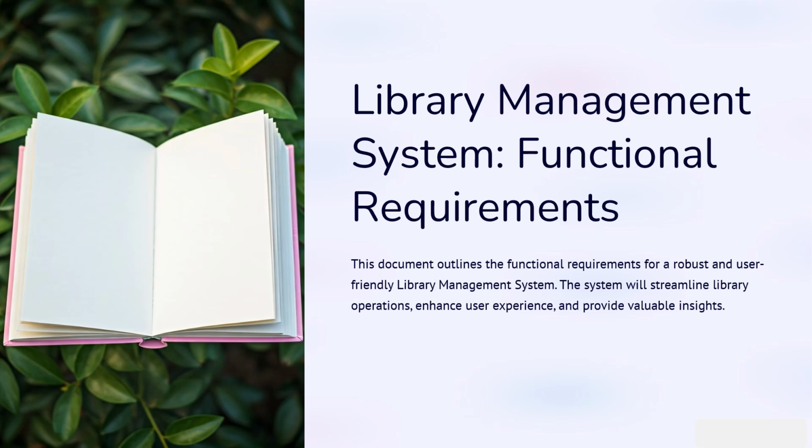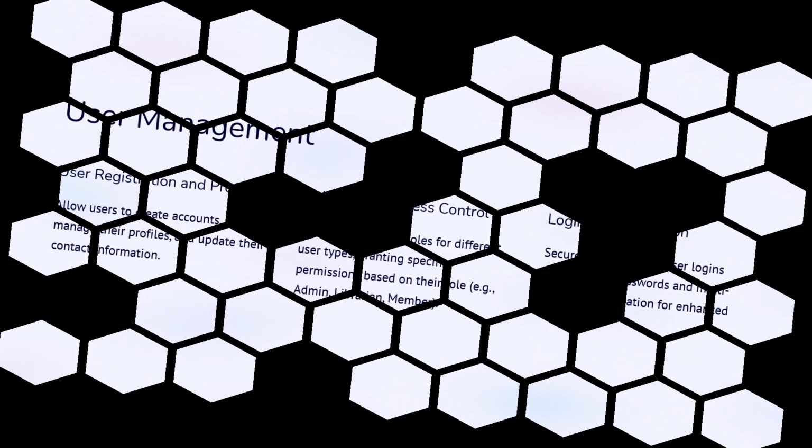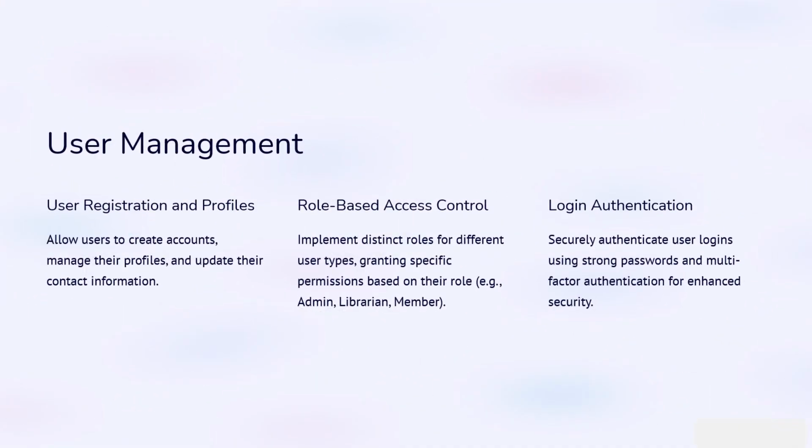Functional requirement under library management system. This document outlines the functional requirements for a robust and user-friendly library management system. The system will streamline library operations, enhance user experience, and provide valuable insights. User management: under user management, we have user registration, profiles, role-based access control, and login authentication.